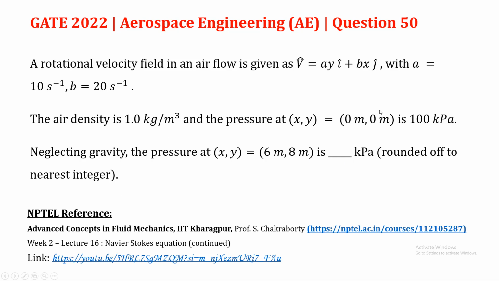Okay, so we have been given a pressure at one point and we are asked to find the pressure at another point. We also have been given a velocity field as Ay in the x component velocity and Bx as the y component velocity. We just have to find the pressure at 6, 8 and neglect the gravity as well. Now let's use the Navier-Stokes equation to solve this problem. Let's go and solve the problem.